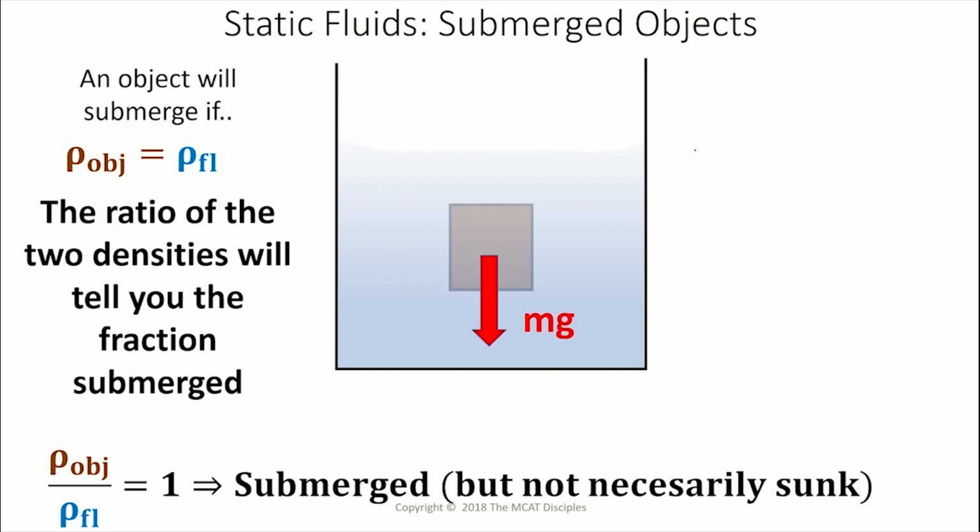So here's the free body diagram. You have mass of gravity downward. If this thing is not moving, the forces have to be equal. Net force has to be 0. So a buoyant force upward has to be equal to mg in this case.